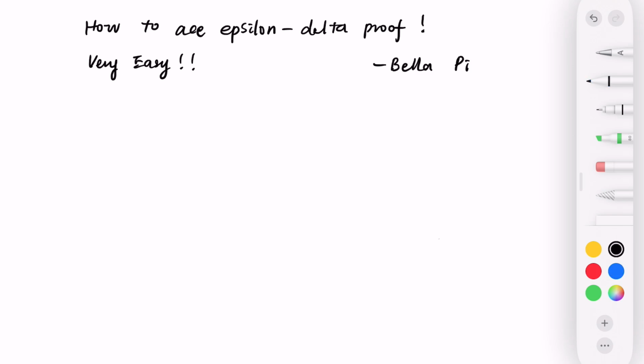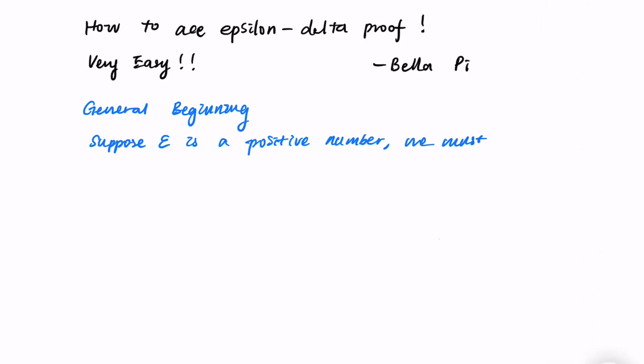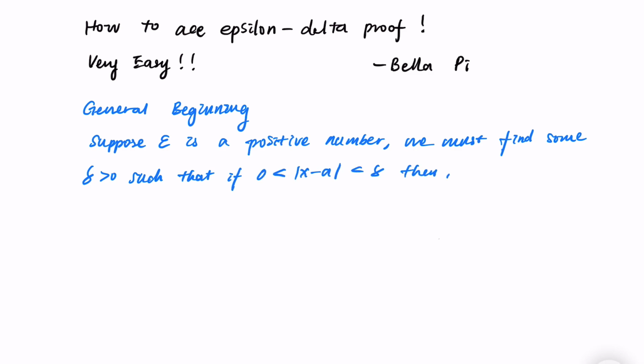So first, I'm going to tell you the general beginning of this kind of question. Suppose epsilon is a positive number. We must find delta greater than 0 such that if the absolute value of x minus a is less than delta and greater than 0, then the absolute value of f of x minus L is less than epsilon.